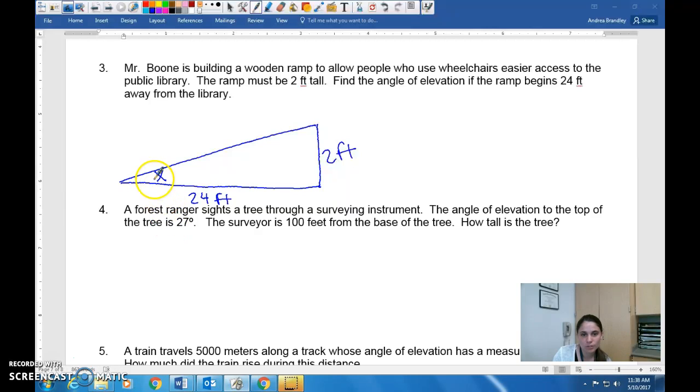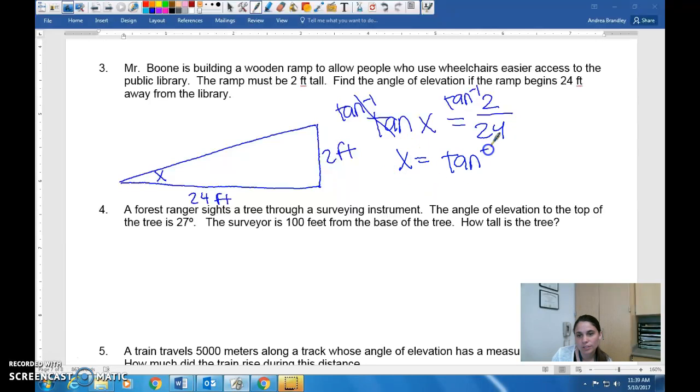So right here, I have the opposite and adjacent, just like I did on number 1, which is tangent. So the tangent of x is equal to the opposite over the adjacent. If I take the inverse tangent of each side here, then I have x equals the inverse tangent of 2 over 24. If I enter that in a calculator, it's approximately 4.8, which we actually discovered on number 1 is the max angle you're supposed to be able to have for a ramp.